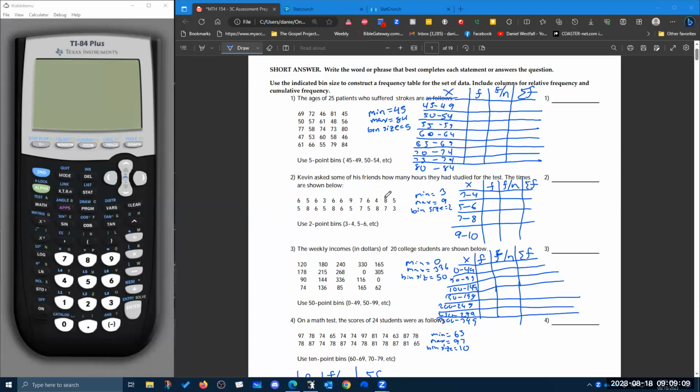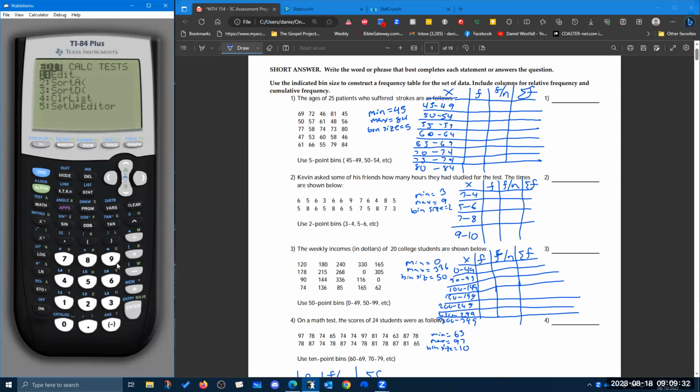In this video, I'm going to talk about making a grouped frequency histogram. We're also going to find relative frequency and cumulative frequency when we do this. So let's get started. I've gone ahead and put the data sets into my calculator to help me get started.